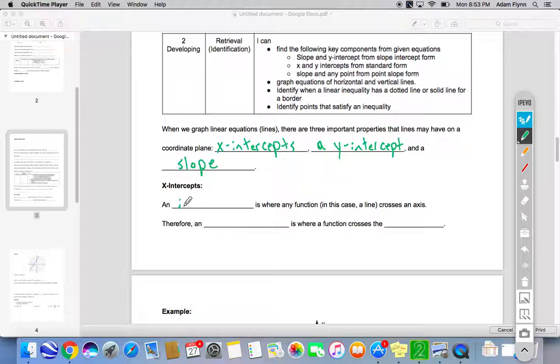So an intercept is where any function, so in this case a line, crosses an axis. So remember previously we discussed that an axis are our number lines. The vertical number line is the y-axis, our horizontal number line is the x-axis. So therefore an x-intercept is where a function crosses the x-axis. Pretty self-explanatory. Okay, pause the video if you need more time.